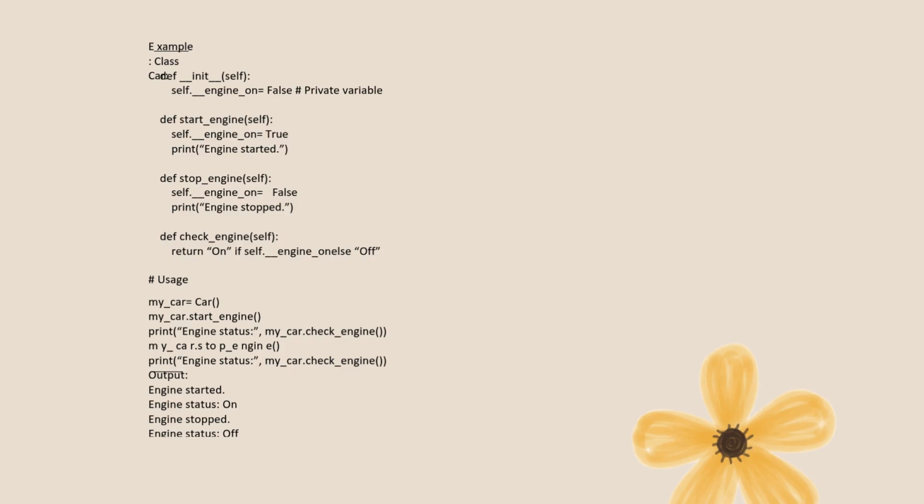Here's another example, a car class with private engine status. We control it using methods to start, stop and check the engine. Notice how we never access the engine variable directly.